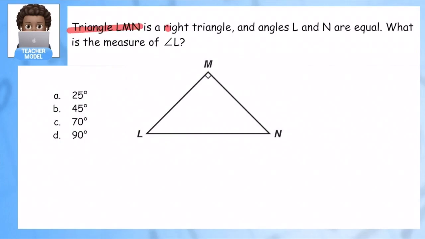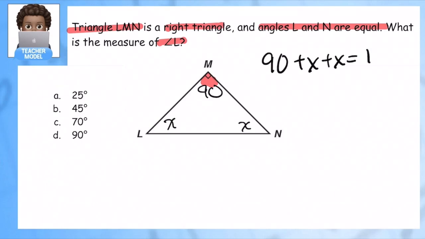Triangle LMN is a right triangle. I can see it right here, so that means that angle is 90 degrees. Angles L and N are equal. What is the measure of angle L? So that means I can use the same variable for both of these. Let's write our equation. 90 plus x is 180.